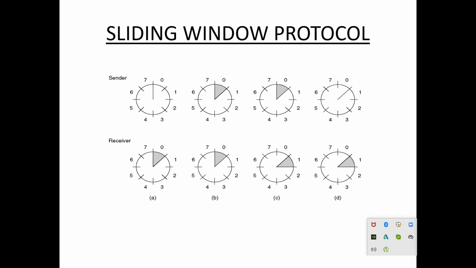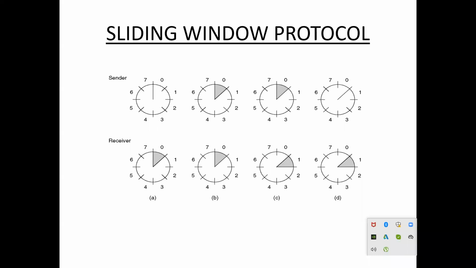Here, sliding window protocol. In previous classes, we discussed the stop and wait protocol. In the stop and wait protocol, only one frame can be transmitted at a time. This results in serious inefficiencies when the bit length is increased.